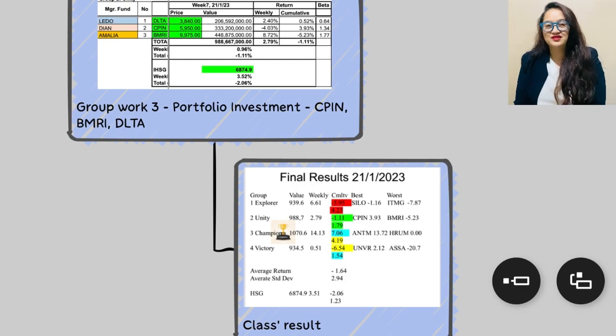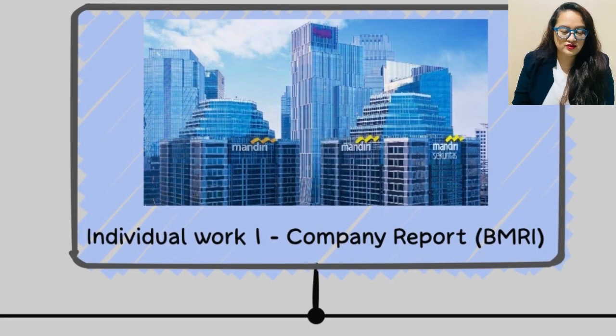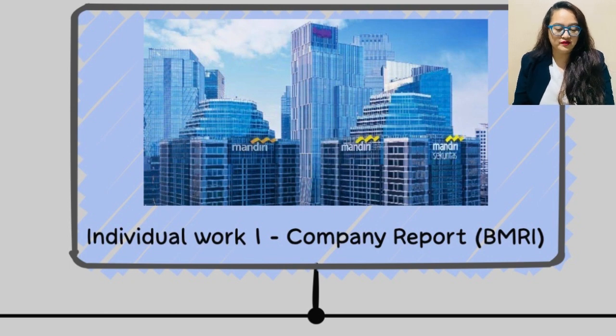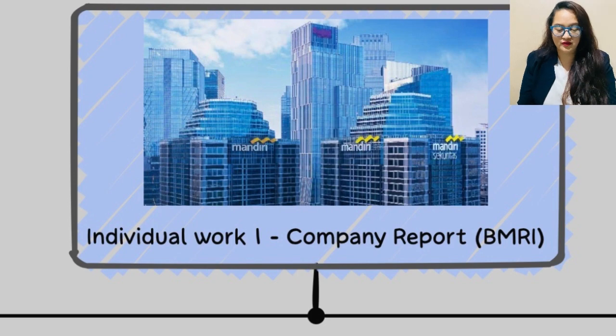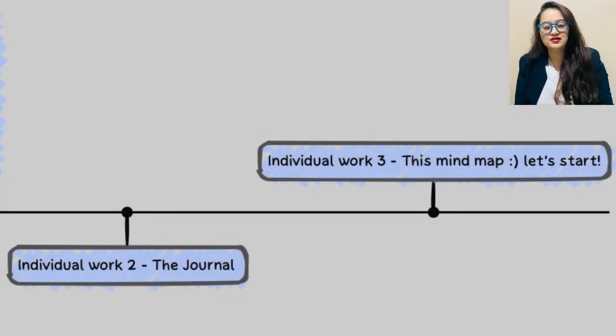Let's move on to the individual work. One of the final works that I have to do is to make a company report of BMRI as a part of my portfolio investment project with my group. The second individual work will be the journal, and the last individual work will be this mind map. So let's start.